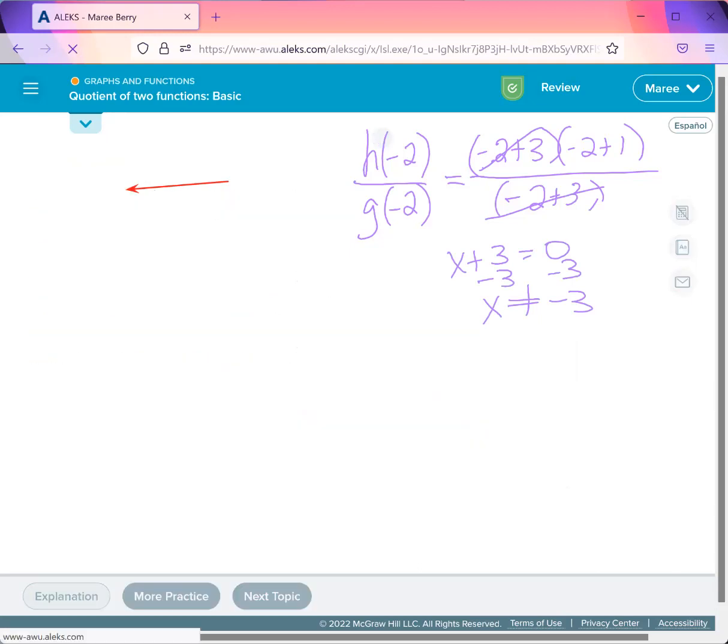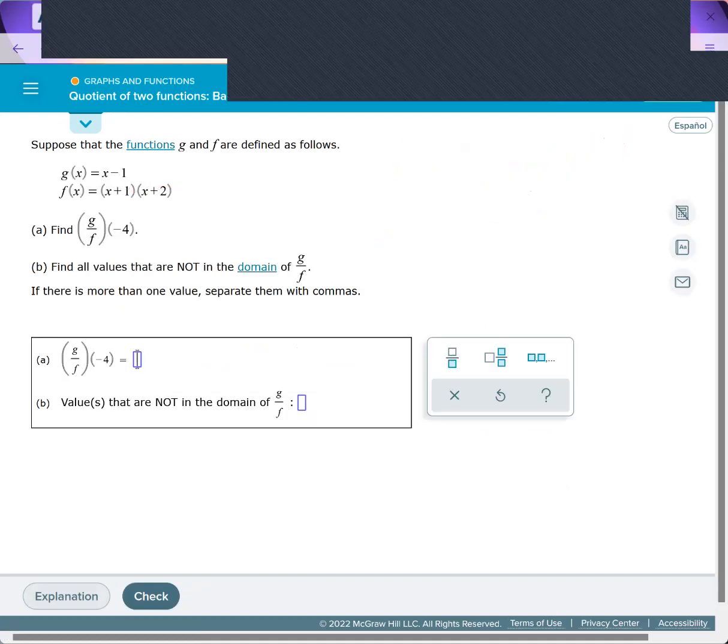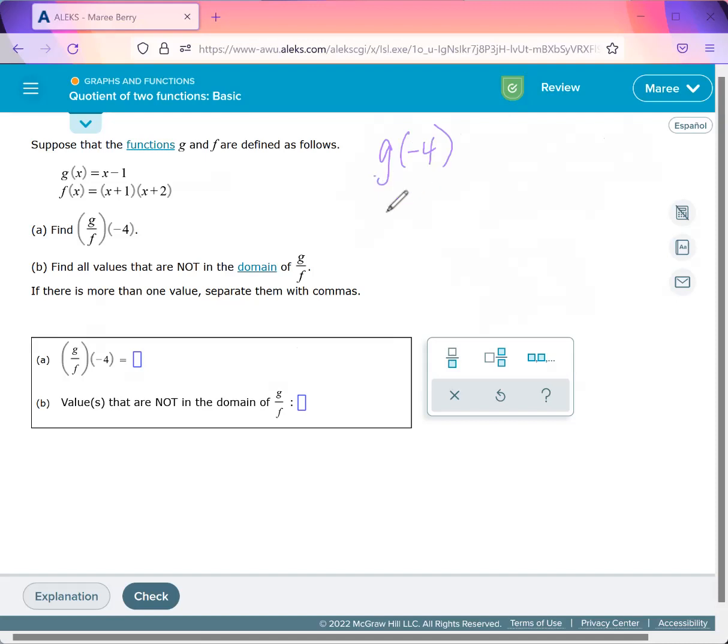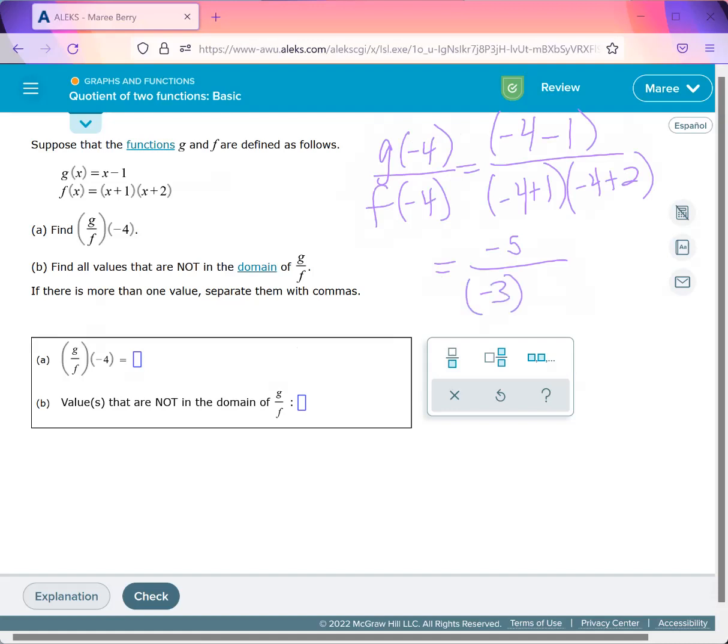Okay, we'll just do one more. We want function g divided by function f of -4. So we're going to find g of -4, find out what that is, and divide by f of -4. So g of -4 is -4 minus 1, and f of -4 is (-4 plus 1) times (-4 plus 2). So we'll figure out -4 minus 1 is -5, -4 plus 1 is -3, and we're multiplying that by -4 plus 2, which is -2. So it equals -5 over 6.